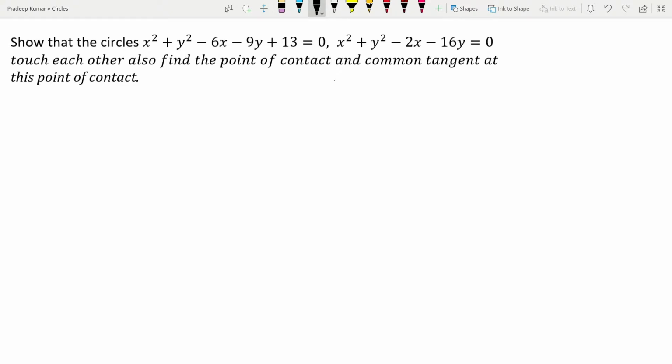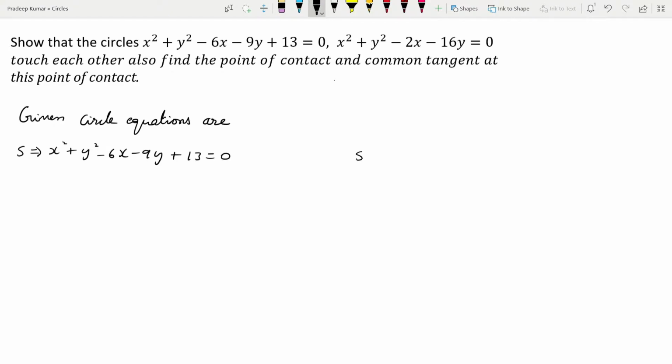First I'll write the given thing. Given circle equations are: I'm representing the first circle with S, so S = x² + y² − 6x − 9y + 13 = 0. So this is the first circle. I'll also write the second circle equation, which was given. For the second circle, I'll represent it with S', so S' = x² + y² − 2x − 16y = 0.